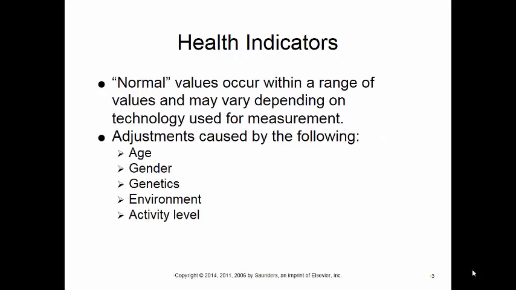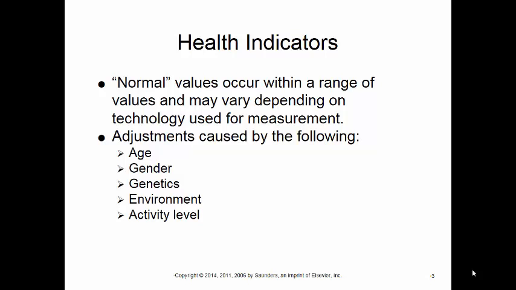So we can look at some health indicators to determine whether someone is healthy or not. We have these normal values, and they actually are ranged. We wouldn't say anybody had a fever because they were 98.7. So there is a normal range. Even though the normal value is 98.6 degrees Fahrenheit, 98.7 is not a fever. And the ranges may vary depending on the technology used to take the measurement.